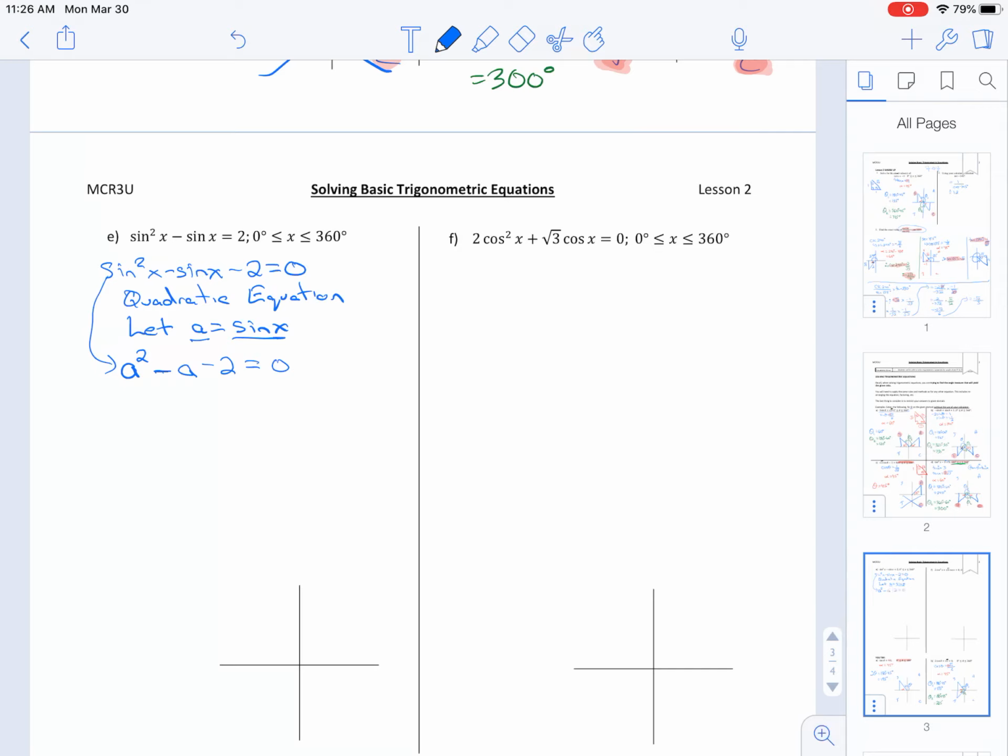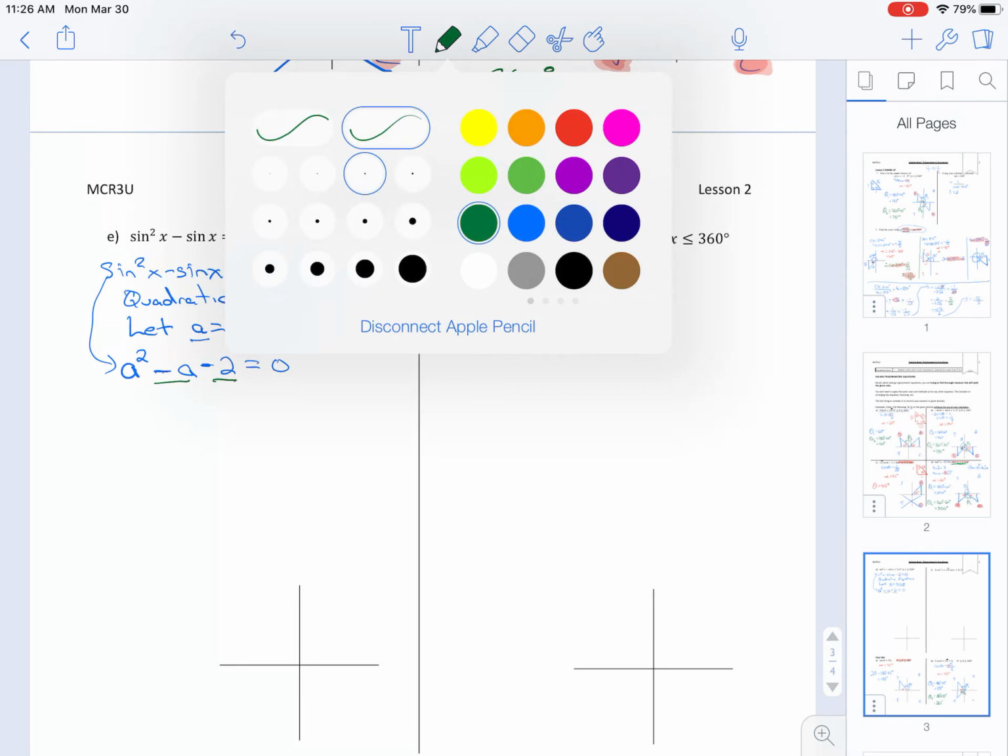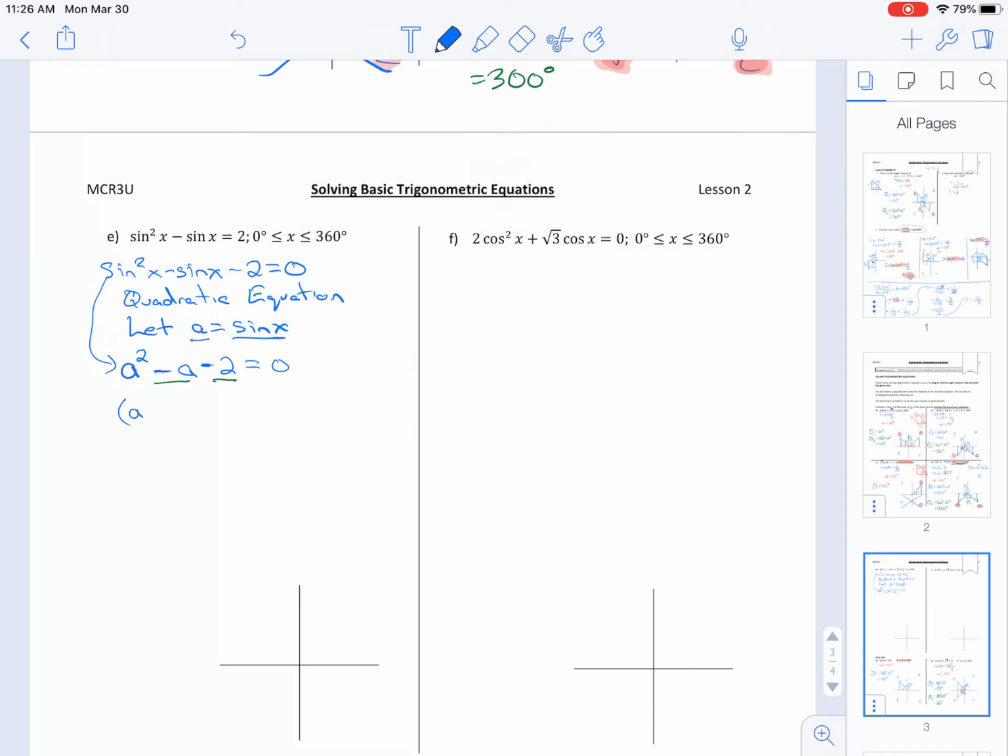Now you have a quadratic equation that you probably recognize and can factor. We need 2 numbers that multiply to give negative 2 and add to give negative 1. If I work that out, that's going to factor into A minus 2, A plus 1, and that's equal to 0. So I set that equal to 0, so A equals 2, and A equals minus 1. Now I go back and say, well, that's just sine x. So sine x equals 2, and sine x equals negative 1.